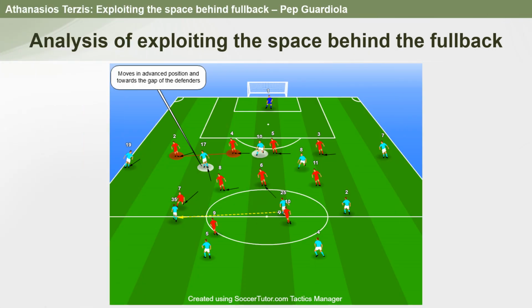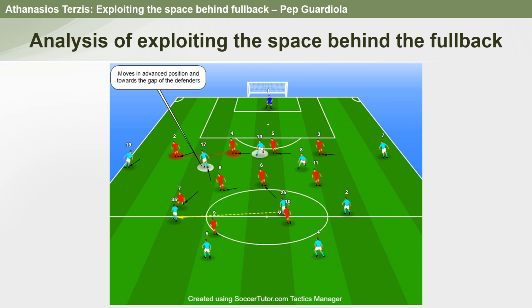As soon as the pass from number 25 towards 35 is played, the red team players shift towards the strong side. At the same time, the winger number 19 drops back and away from his direct marker number 2 in order to get free of marking and prepare to receive a pass from 35. Additionally, the attacking midfielder number 17 moves forward and towards the gap between the two defenders, number 2 and number 4 of the red team.